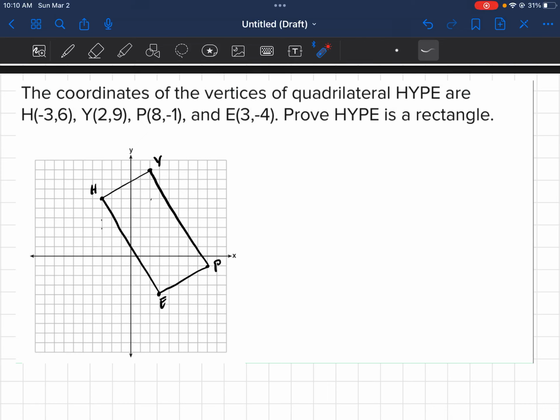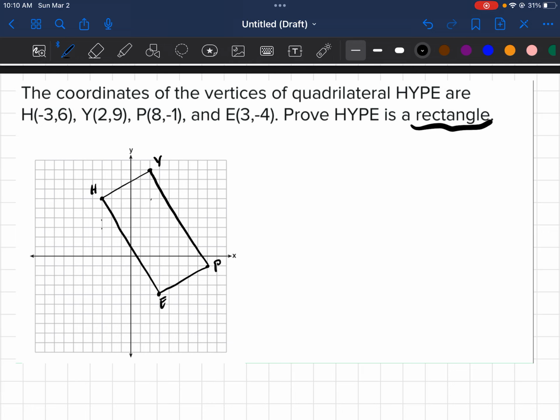The coordinates of the vertices of the quadrilateral HYPE are here. Prove HYPE is a rectangle. So the first thing I'm going to do is graph HYPE on the coordinate plane and make sure, yep, that looks like a rectangle. So now I need to think about what actually makes a rectangle a rectangle.